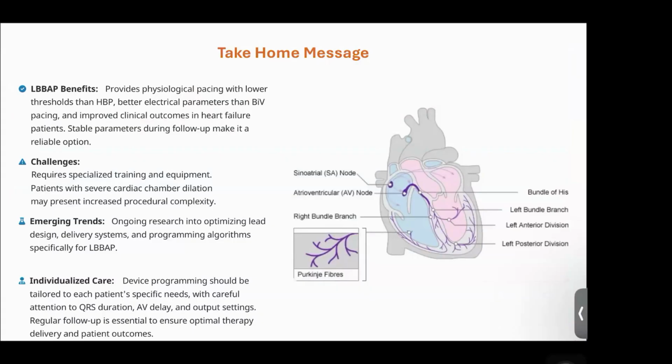Stable parameters during follow-up make it a really reliable option. Challenges: it requires specialized training and equipment. Patients with severe cardiac chamber dilatation may present increased procedure complexity. Emerging trend: ongoing research into optimizing lead design, delivery system, and the programming algorithm, specifically for left bundle branch area pacing. Individual care: device programming should be tailored to each patient's specific needs with careful attention to QRS duration, AV delay, and output settings. Regular follow-up is essential to ensure optimal therapy delivery and patient outcomes.